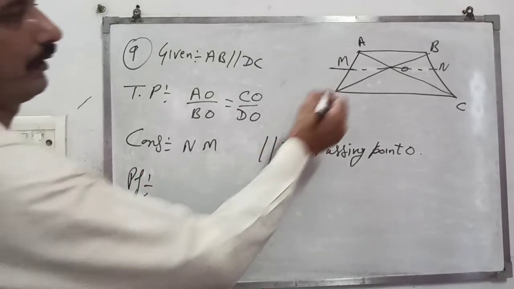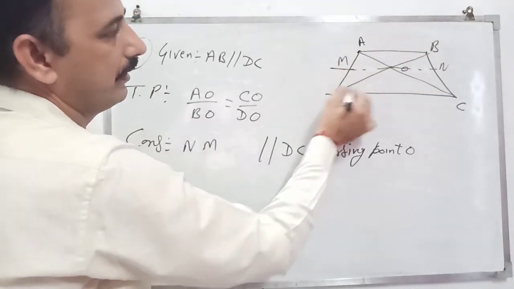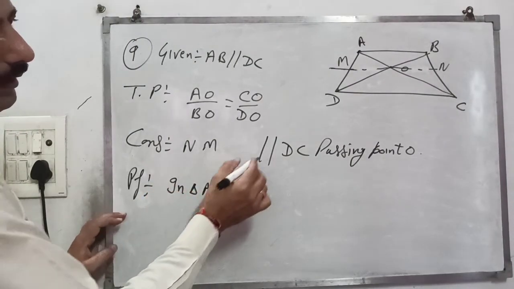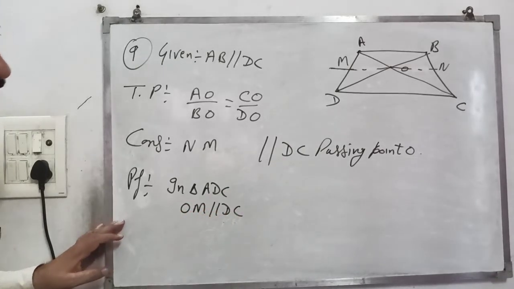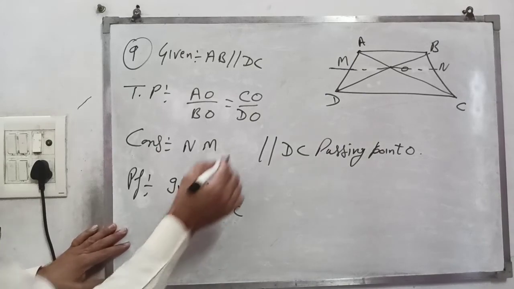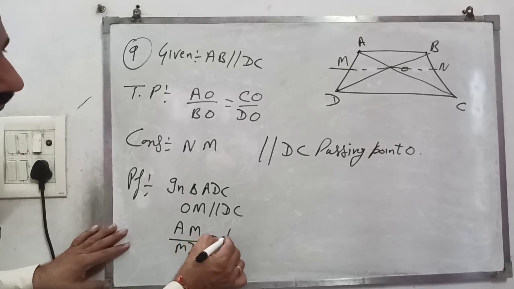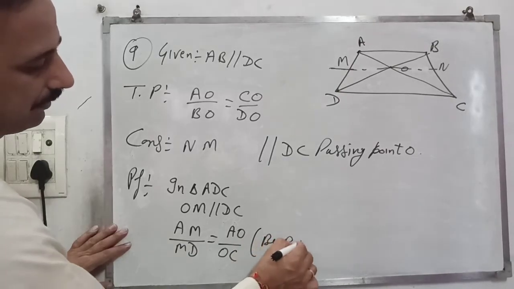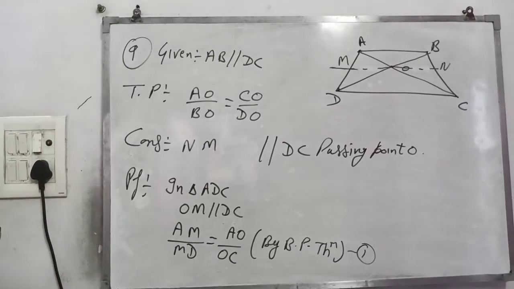Now here we use the triangles DAB and ADC. So in triangle ADC, OM is parallel to DC. If OM is parallel to DC, it means AM upon MD is equal to AO upon OC by BPT. Make it 1, right? They are parallel, so make it 1.